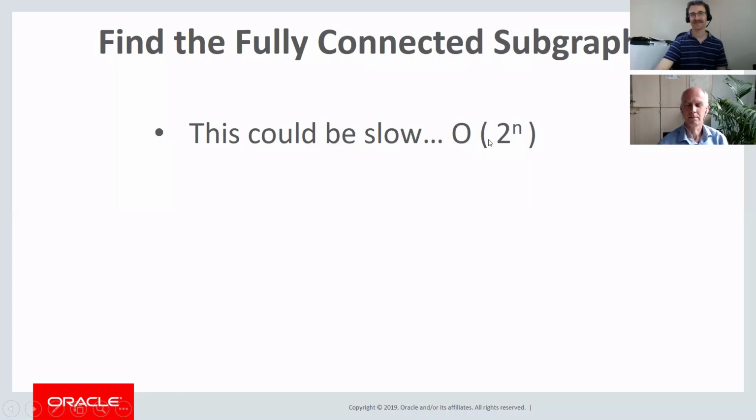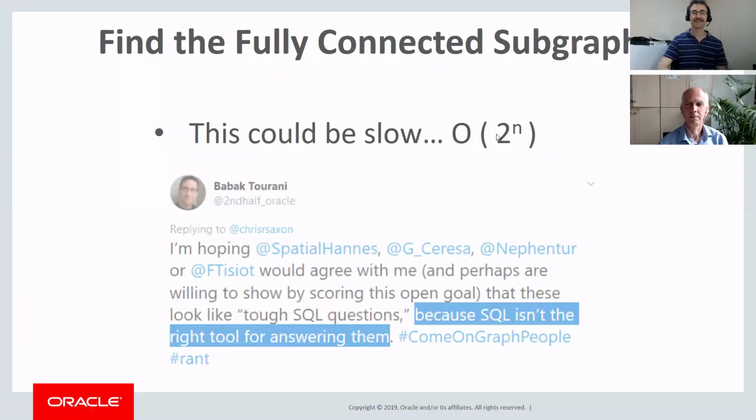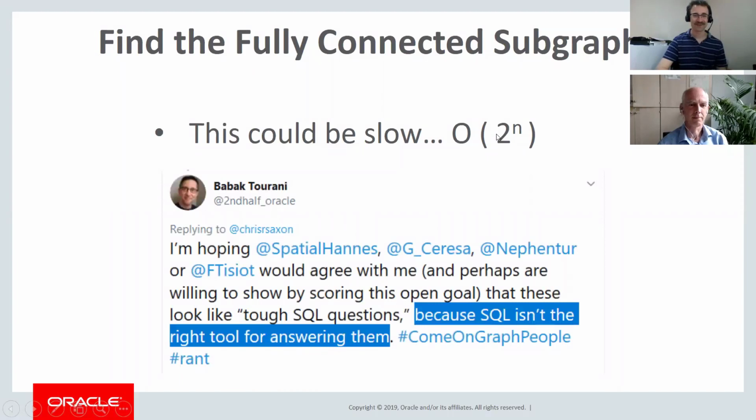If you wanted to do Twitter analysis or something like that, where there's thousands or millions of people, this is going to get very, very slow, very quickly. On this point, I wanted to bring up this comment from Babak. He saw my tweet and he felt that SQL isn't the right tool for answering this. He felt that this is a graph problem. It's kind of in the problem statement, find the fully connected subgraphs. Sounds like a graph problem, right?